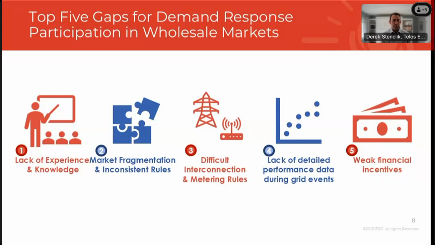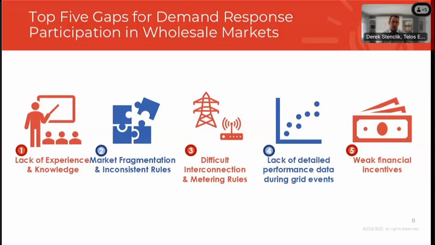Second is around market fragmentation and inconsistent rules. One of the biggest things we heard when talking to aggregators was it wasn't so much the market rules that were the problem, it was the inconsistencies and the continuous changing of those market rules, and the fact that every market has very disparate rules. While we have some homogeneity around interconnection rules for supply side resources, we don't see those similarities on the demand response side. And so that fragmentation across markets is also very difficult to build business models around.